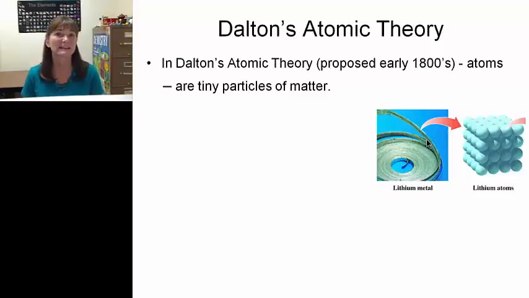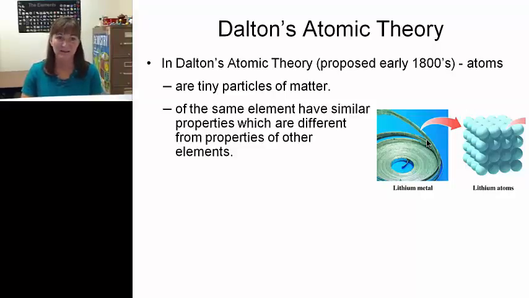So in the early 1800s, John Dalton came up with some postulates about the atom. Now, nowadays, most of those are going to seem silly to a lot of you, but back in the early 1800s, they were pretty novel ideas. And they led to what's now called Dalton's atomic theory. According to this theory, atoms are tiny particles of matter. Atoms of the same element have similar properties, which are different from properties of other elements.